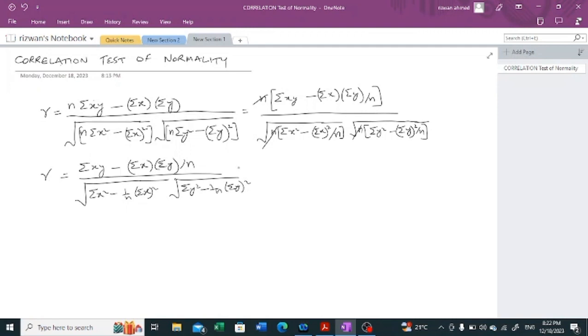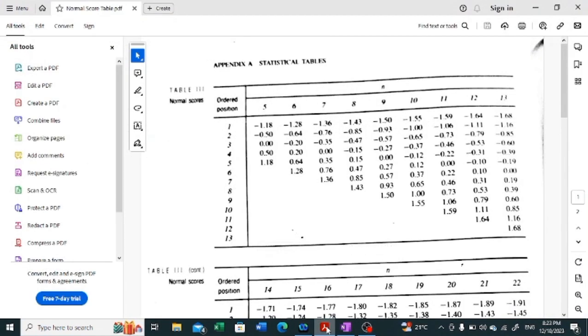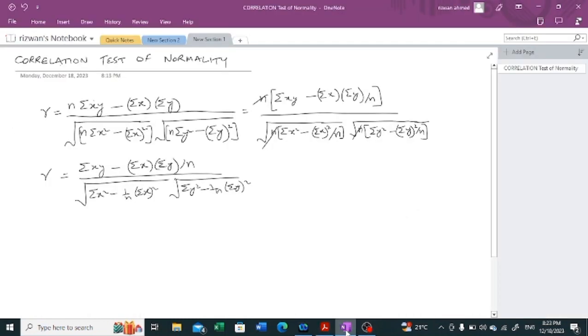In the case of the correlation test of normality, we are establishing a correlation between our data values and the normal scores. The normal scores we denote as W, and we need to look at the property of normal scores. It is reflecting from each column, whatever the number of observations are. When we take the sum of normal scores, we get 0 as the sum. And over here, we can write down our formula alternatively in this form.